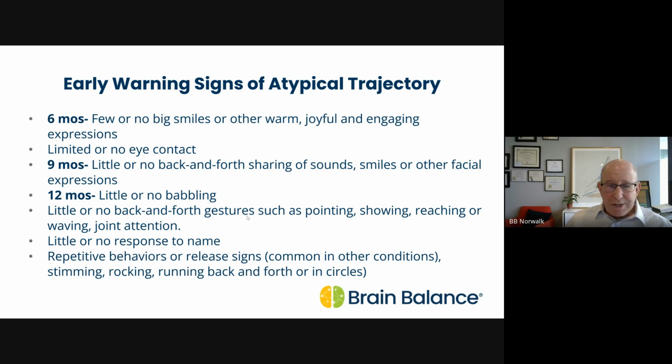Joint attention is critical. If you're with a 12-month-old and you turn your head and you point to something like a balloon or any other object, a 12-month-old should actually follow you and look at what you're pointing to. So a critical aspect or a red flag is when children are showing no joint attention, and also little or no response to their name.